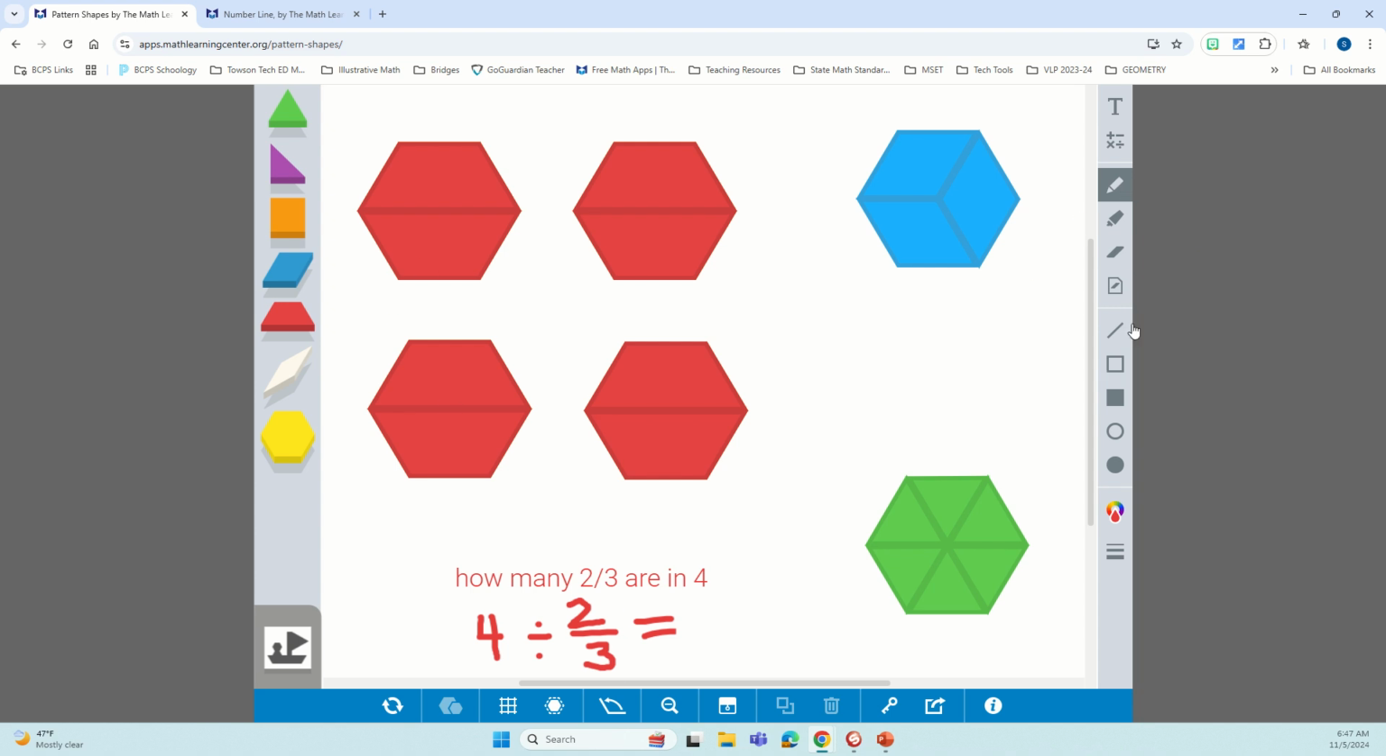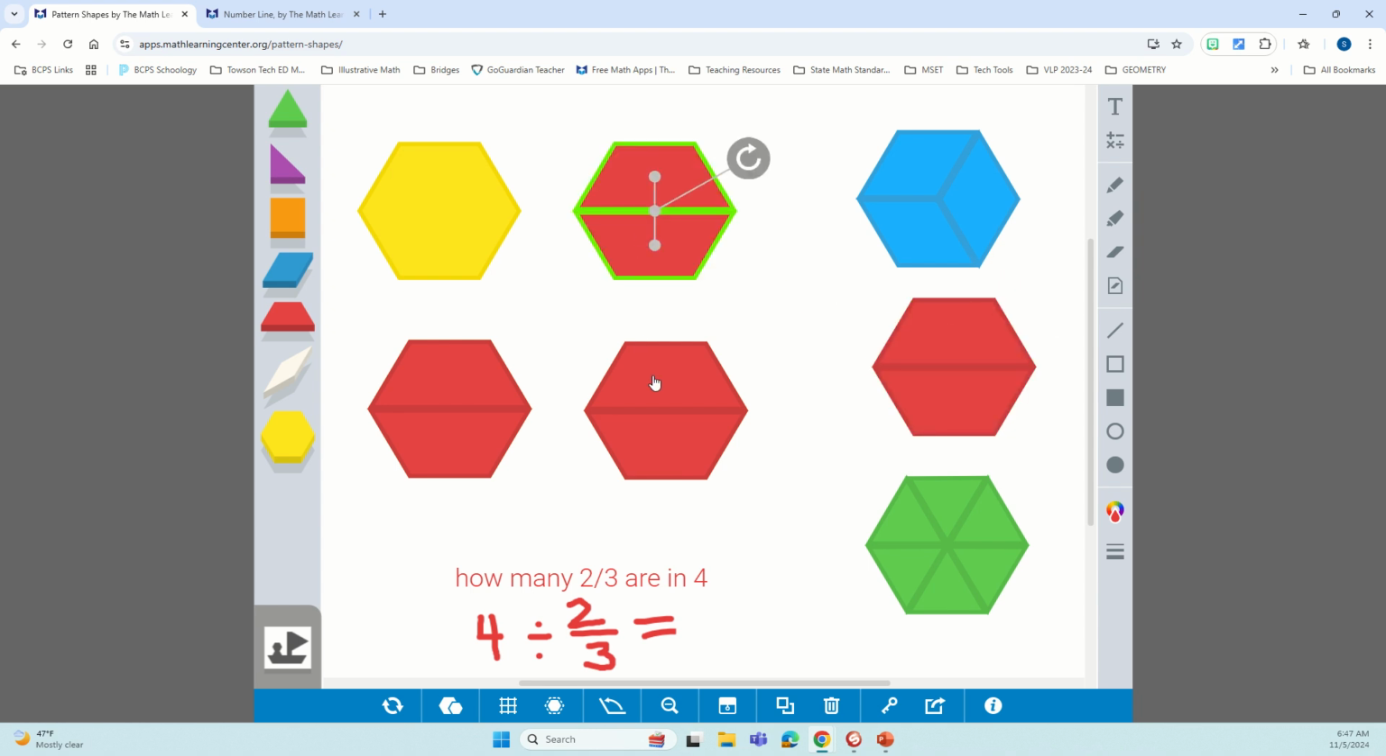And we're going to delete these guys. Okay, I'm just going to kind of take one and move it over and just delete the rest. You can group them and delete at once, which is super nice. Yes. Okay. Now I want to know how many 2/3.